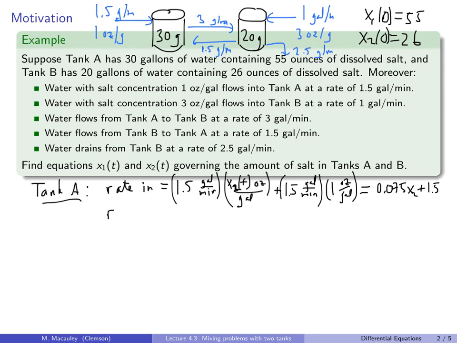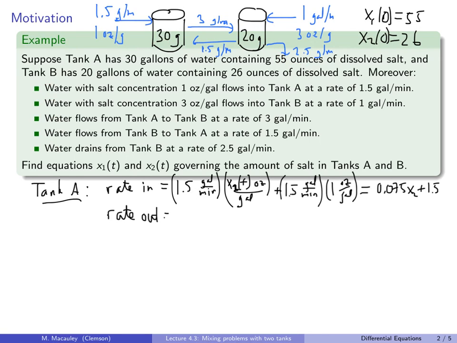Now the rate out, this one is simpler. We just have 3 gallons per minute going out, and then the concentration is x1 of t divided by 30 gallons. Notice that the volume of both of these tanks is constant because we have 3 going in from here and here, and we have 3 going out, and we have 4 going in tank B, 3 from here, 1 from here, and we have 4 going out, 1.5 plus 2.5.